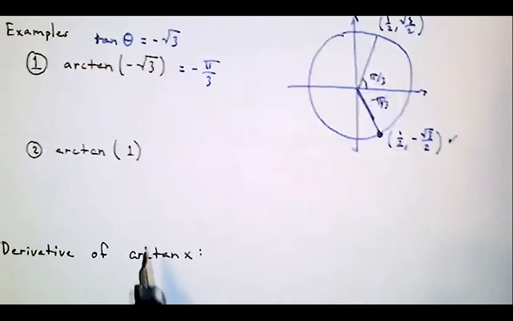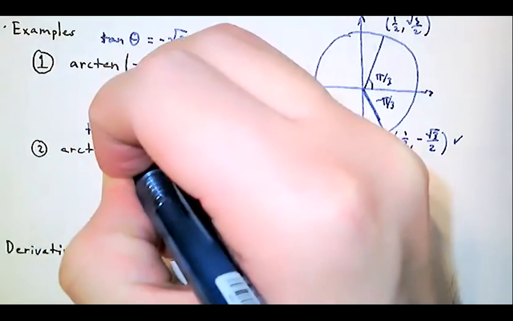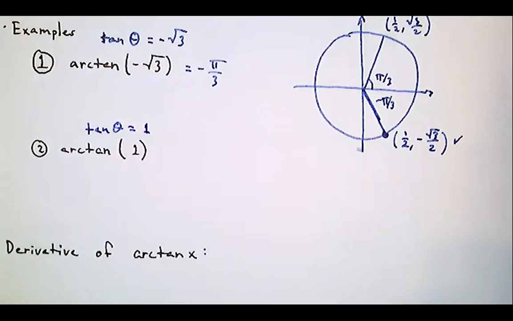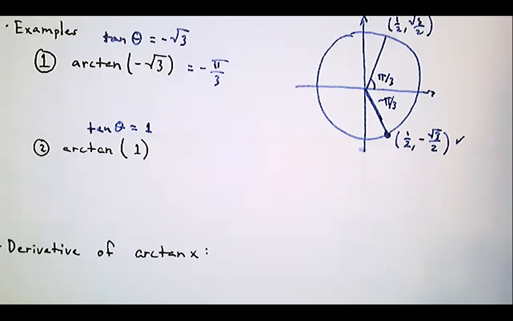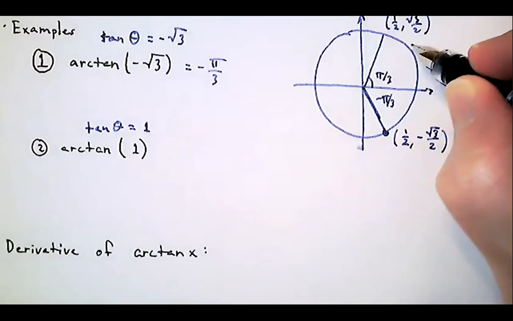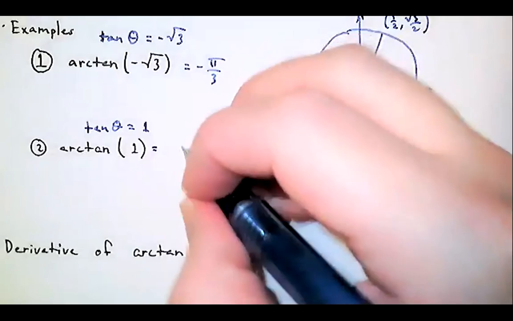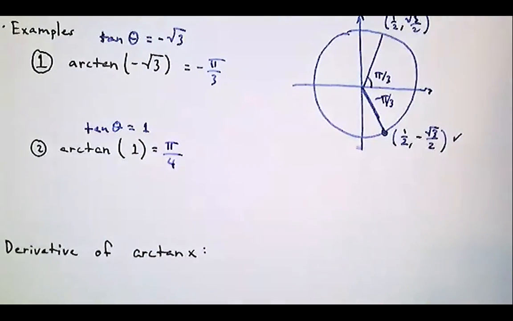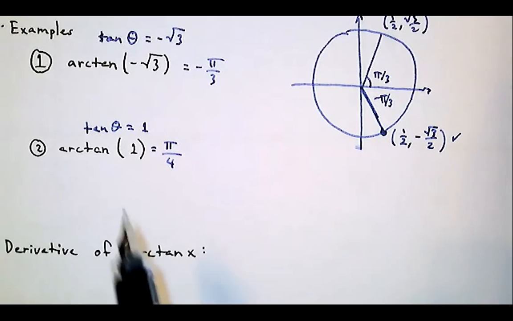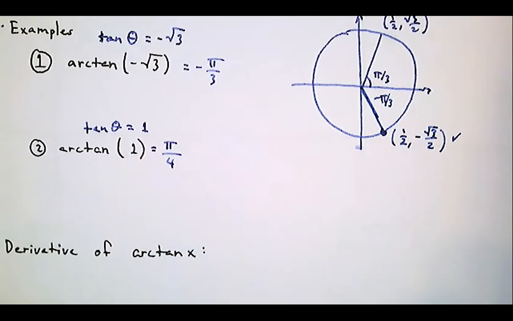Good. What about arctangent of 1? So which angle theta solves this equation? Tangent theta equals 1. Pi over 4? Pi over 4, right. So we're looking for the point where sine and cosine are equal to each other, or the horizontal and the vertical are the same. Good. Pi over 4. Okay, so that's how arctangent works. You have to think a little backwards. If you're trying to figure out arctangent of a number, you're really trying to solve an equation with tangent in it.